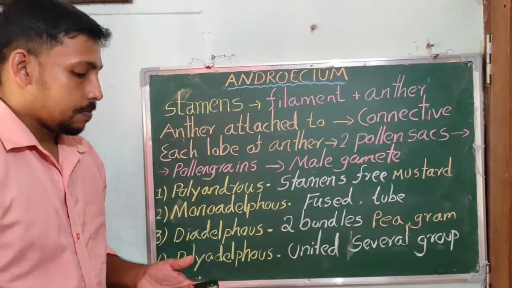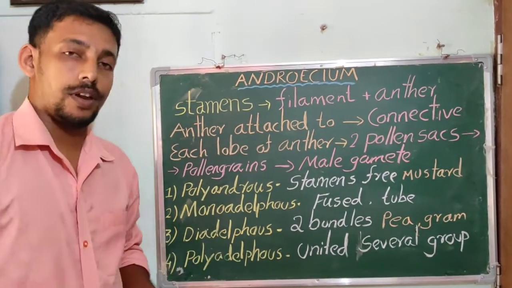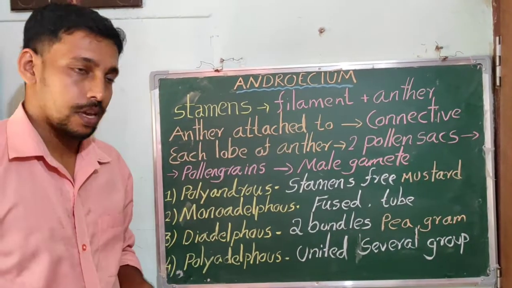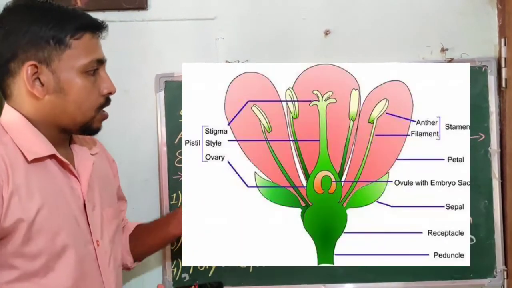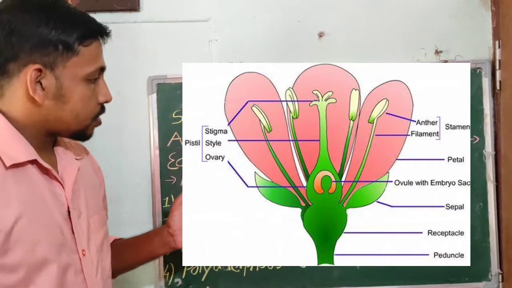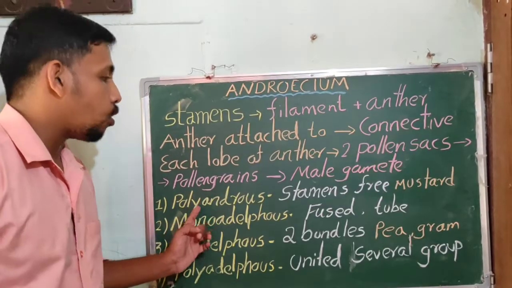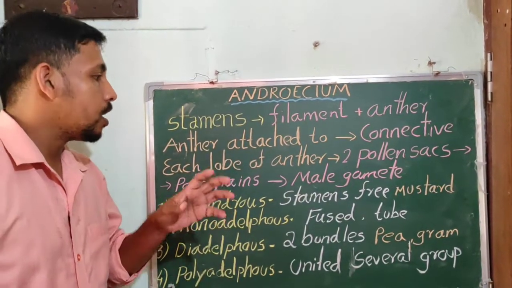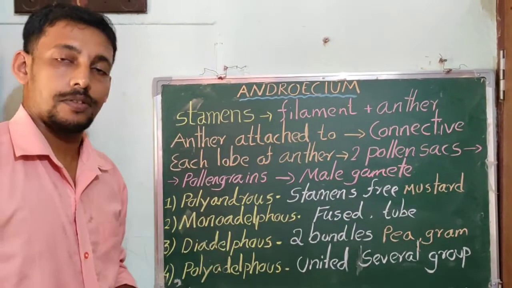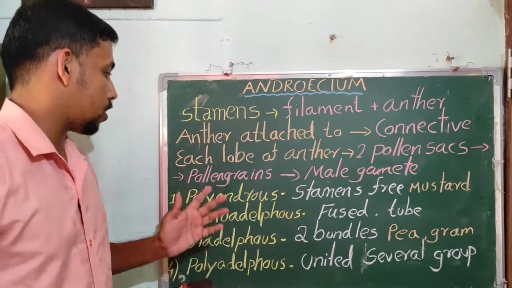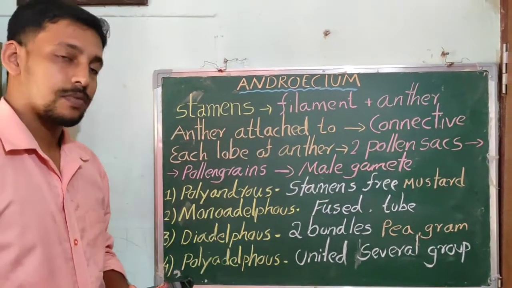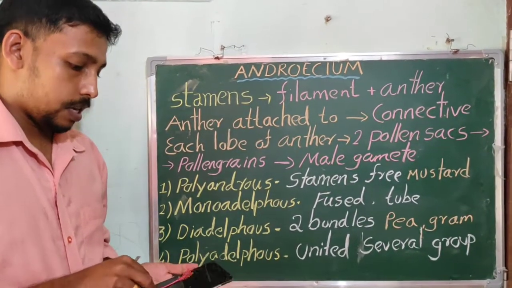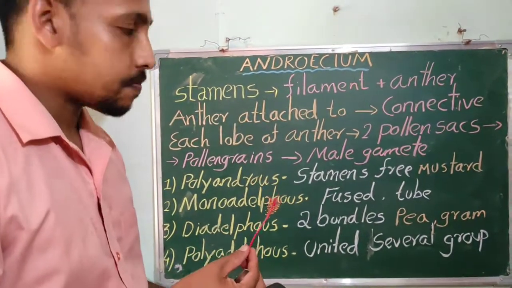Usually in a flower the stamens are free. In that case the condition is known as polyanthers, for example mustard flowers. Then in some other types of flowers, for example here in China rose or hibiscus, the stamens are fused.